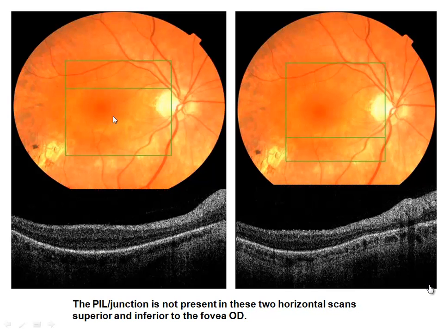Although, as we showed you before, there is a PIL that is present centrally because that's corresponding to the population of cones. It's fairly normal.